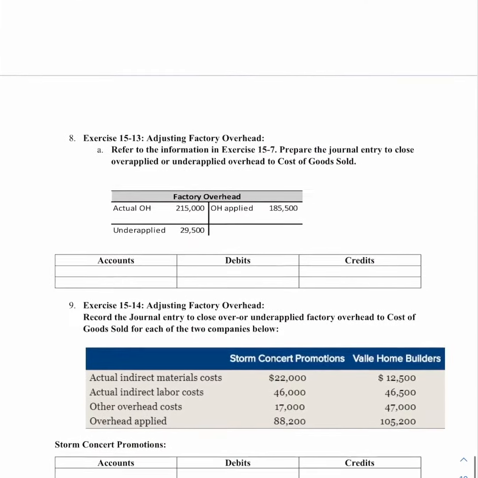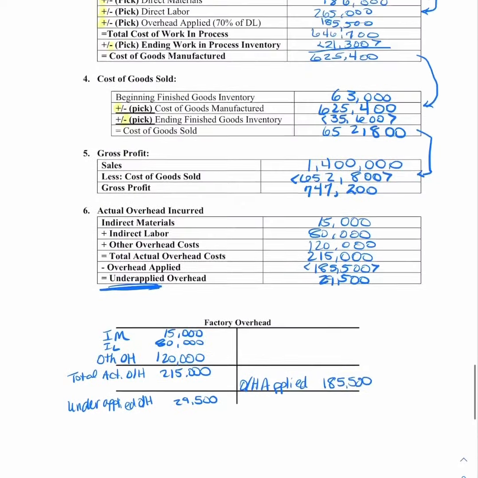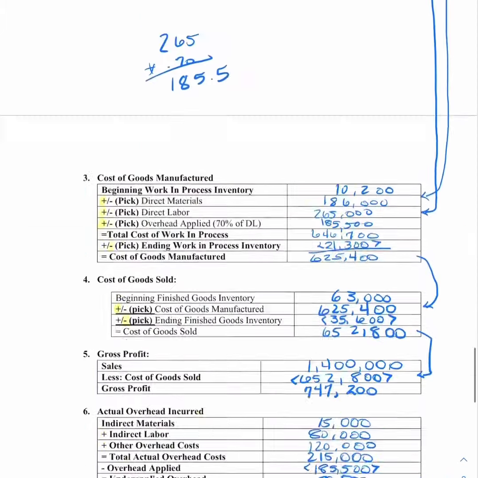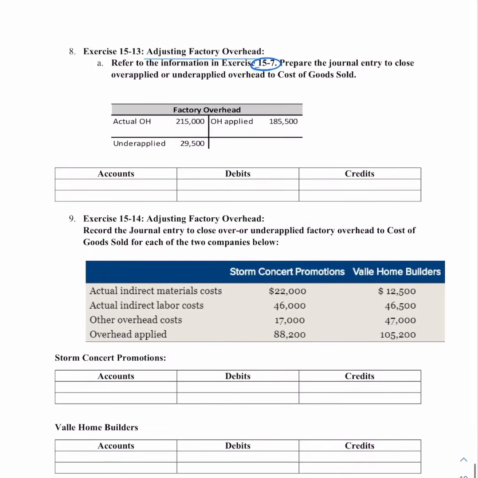And here we are told we need to adjust factory overhead. Refer to the information in 15-7. If you recall, 15-7 was this question where we saw that we had underapplied overhead. And at the time, as you were thinking through how all of this relates, you probably thought, well, how on earth do we adjust that overhead? Because we can't just leave it underapplied or overapplied. We're going to have to make that right. And if you thought that, congratulations, you were dead on to something, and that's what we're going to look at right here. So in this case, we underapplied overhead.